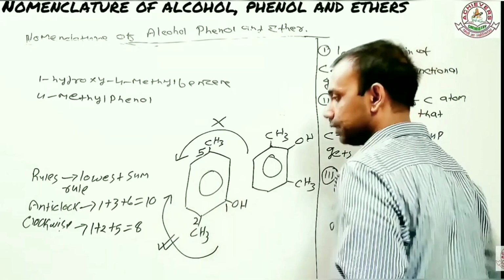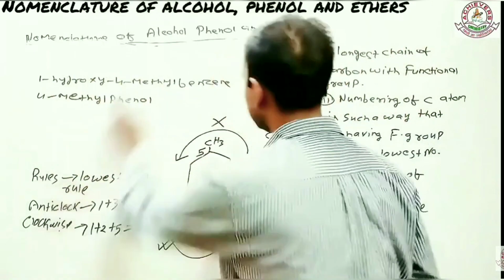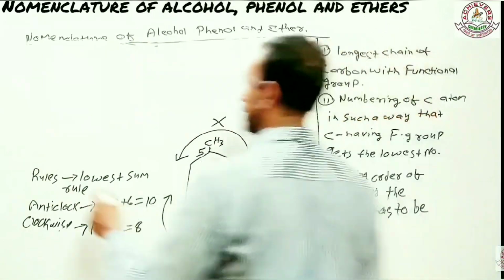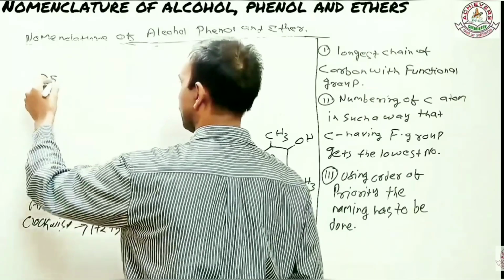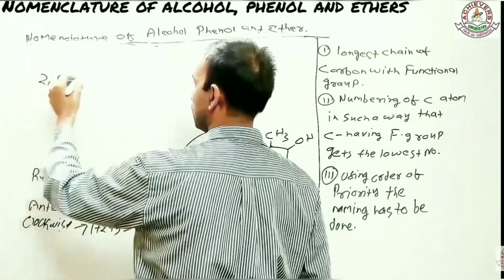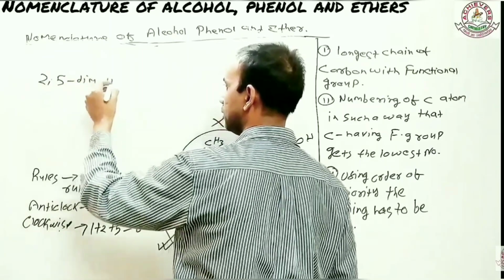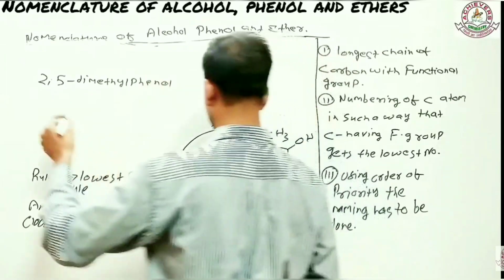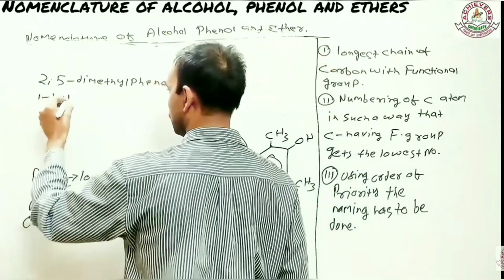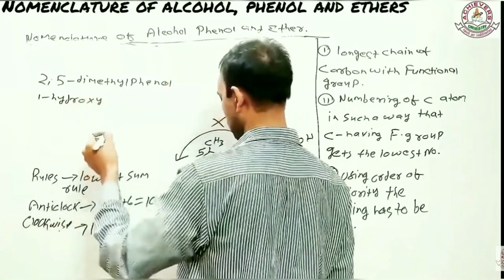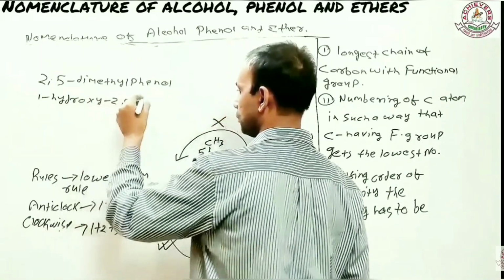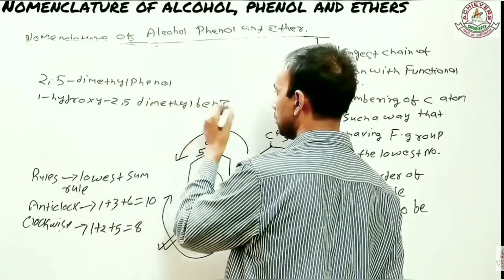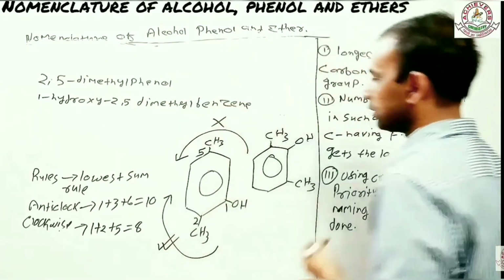And based on that, let's write the name of this particular compound. So what name is going to be? This is going to be 2,5-dimethyl phenol, like I said, but it can also be written as 1-hydroxy 2,5-dimethyl benzene. So these are the two IUPAC names here.